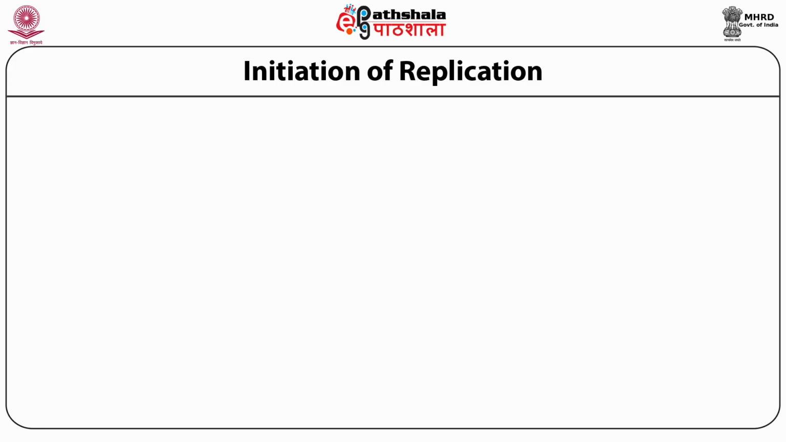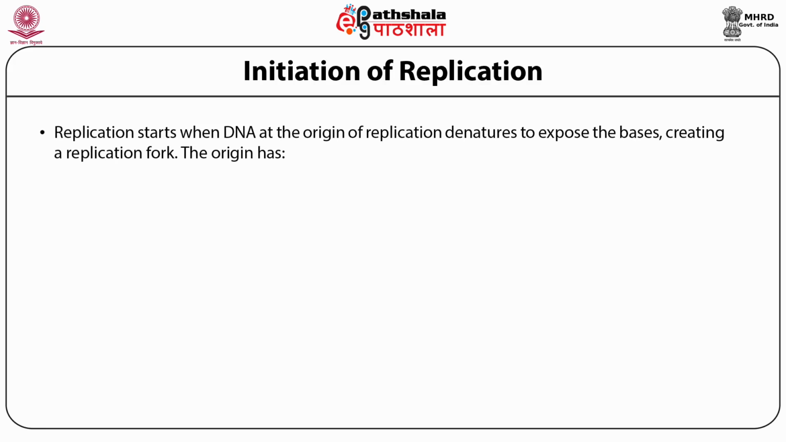Now this is in prokaryotes. Replication starts when the DNA at the origin of replication denatures to expose the bases, thereby creating a bubble which will form a replication fork. Now, how does this occur?